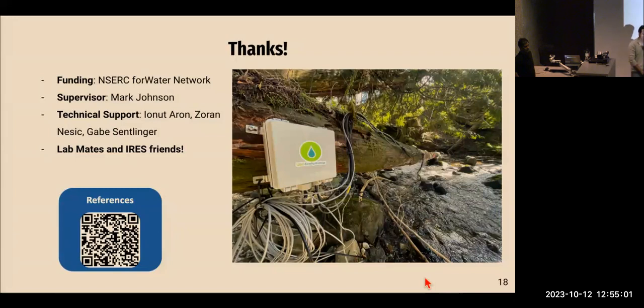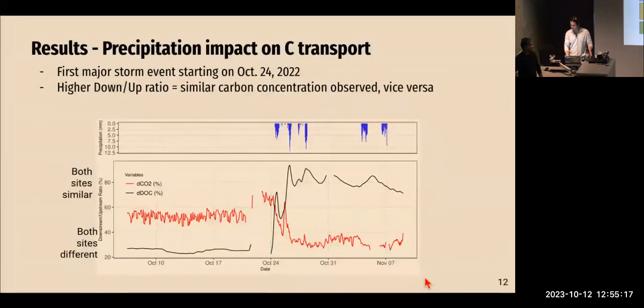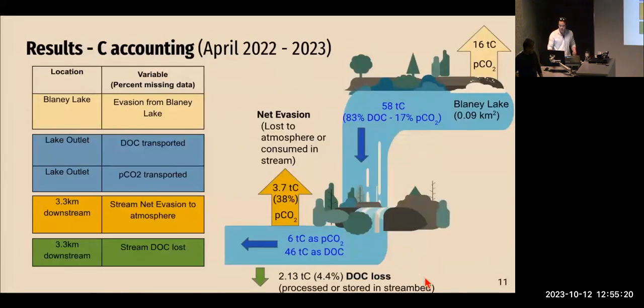Sure. Yes. Yeah, thanks, Andy. The evasion flux is calculated two ways. There's the lake evasion and there is the downstream evasion. The lake evasion is calculated with dissolved oxygen sensors. If you can imagine the standing water, when there's sunlight, there's a lot of photosynthesis happening in the water, and that draws down dissolved CO2 and draws up dissolved oxygen.